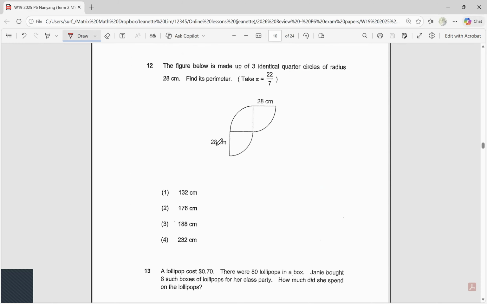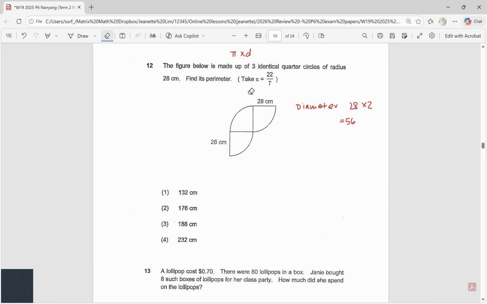Question 12. Figure below is made up of 3 identical quarter circles, radius 28 cm. Find its perimeter. Now, if I want to find the perimeter, I will involve the circumference of circle formula, which is pi times diameter. Okay, don't use the area one. So diameter, 28 is the radius. So diameter will be 28 times 2, which is 56 cm.